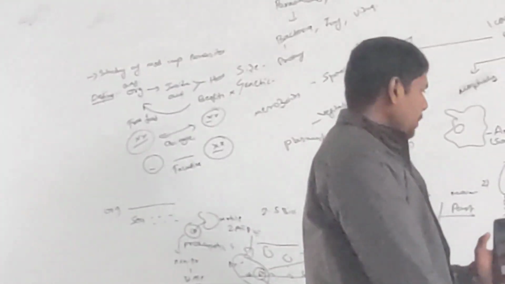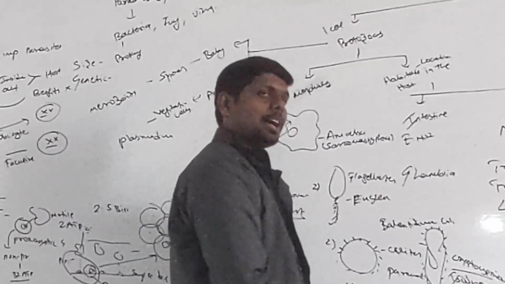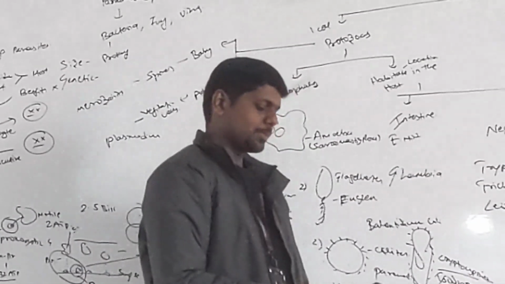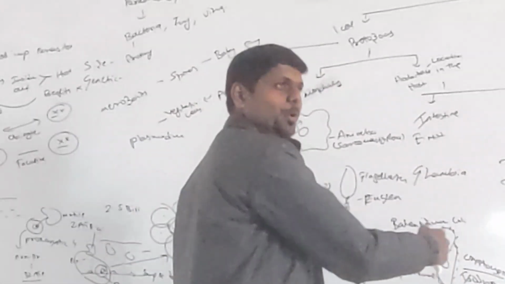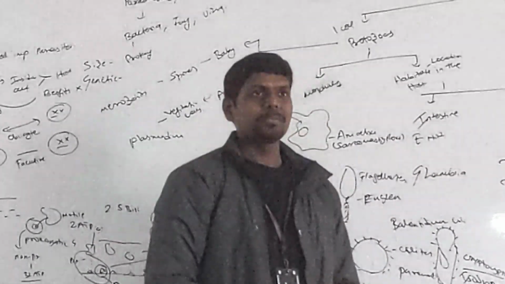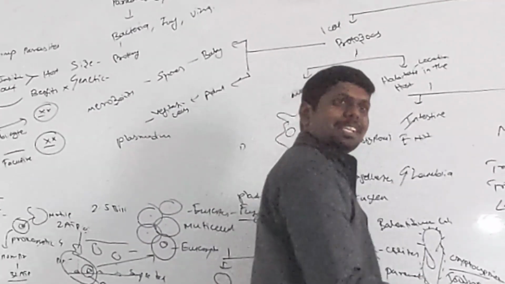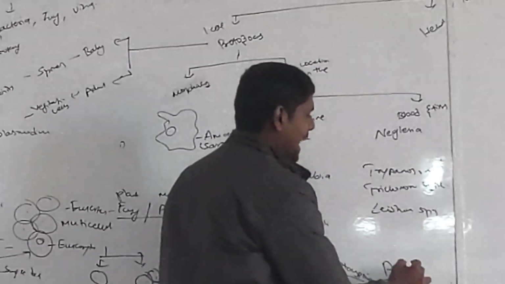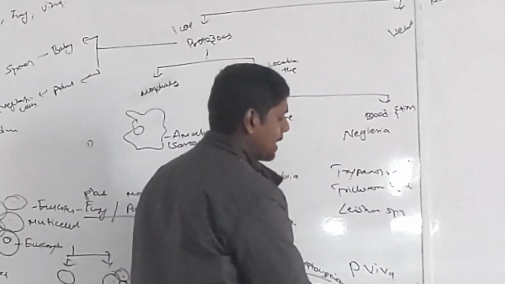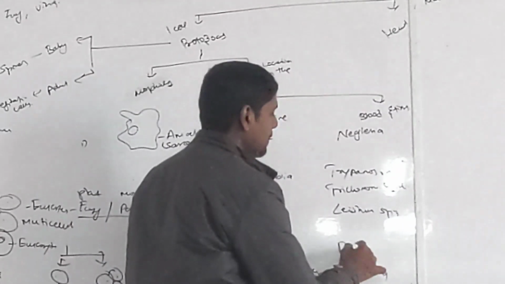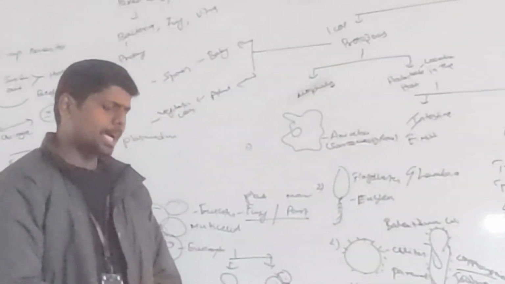Okay. Then give me an example of blood and tissue sporozoids. Give me examples now. Very good. Why are you confused now? Plasmodium species: Plasmodium vivax, Plasmodium ovale, Plasmodium falciparum, Plasmodium malariae. All Plasmodium species. Any more apart from Plasmodium species?